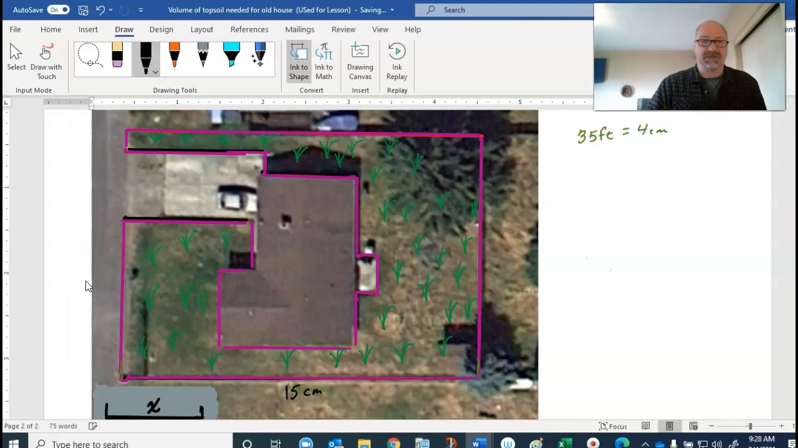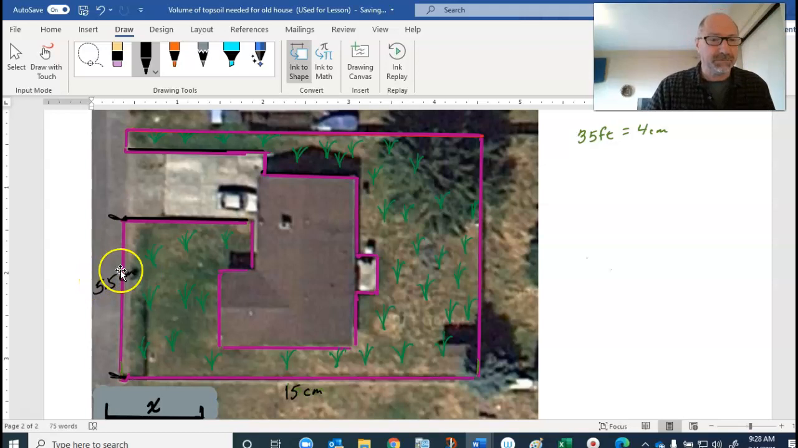And now I'm just going to measure the rest of them. So now I'm measuring from this mark on the left side down to here. You can see that. Measure that, and that on my ruler is 5.5 centimeters. All right, 5.5 centimeters.